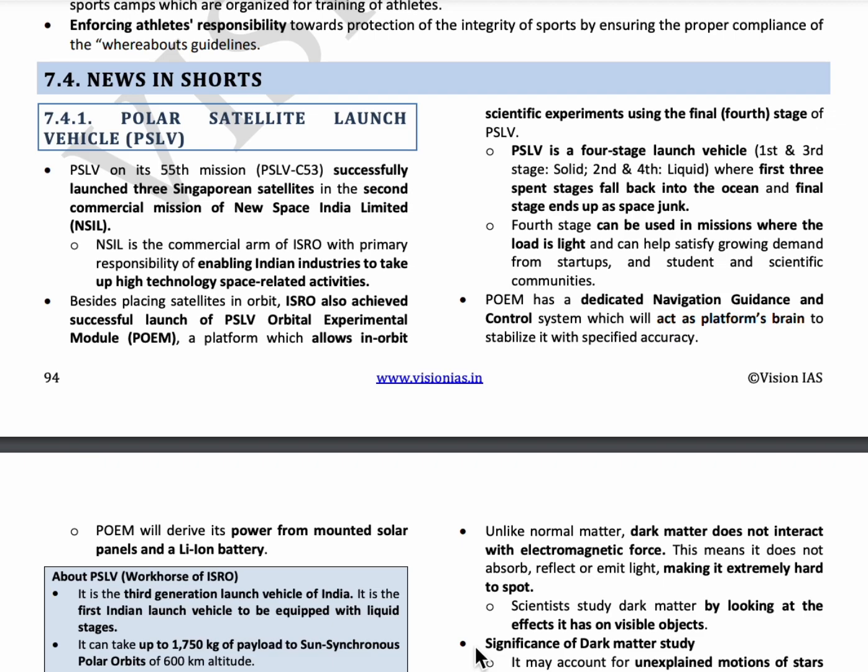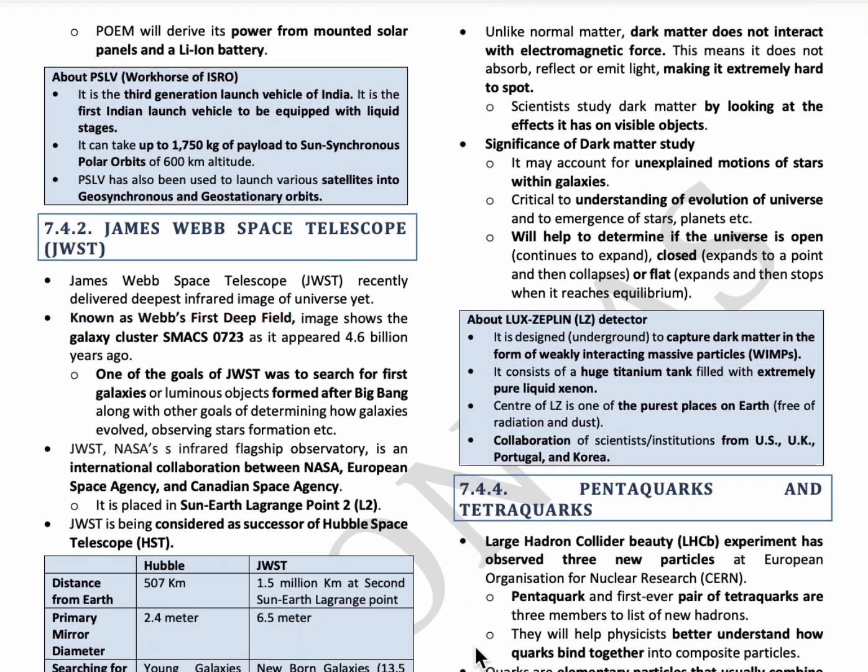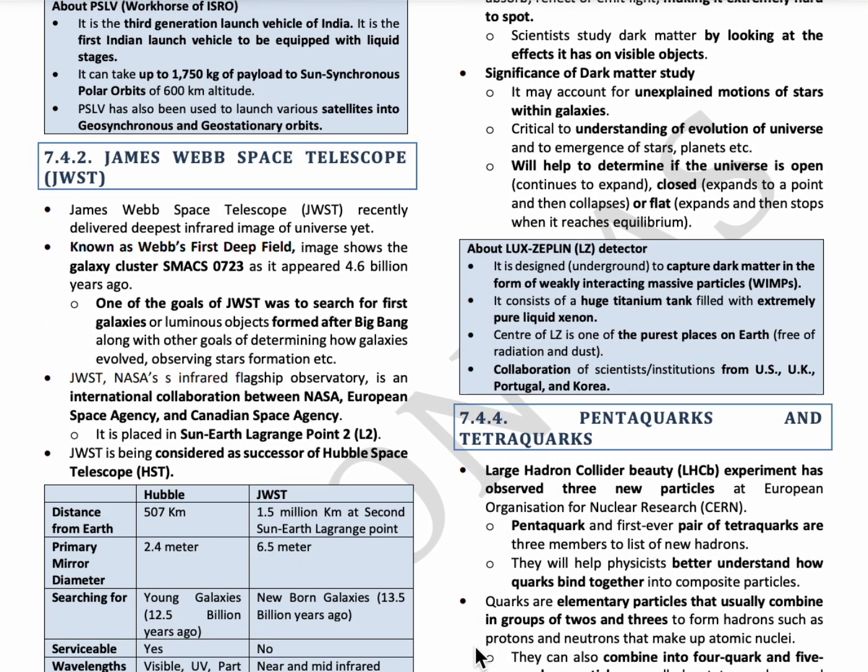It is a 4-stage launch vehicle where the first and third stages are solid and the second and fourth stages are liquid. So after reaching space, PSLV orbital experimental module, that is POEM, derives power from the solar panels and lithium ion battery. The next topic is James Webb Space Telescope.